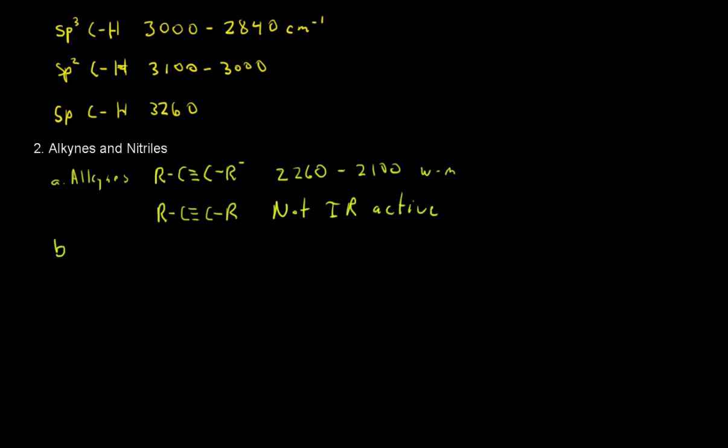There's one other type of triple bond you'll see in common organic molecules, and those are nitriles. What's convenient about those is they absorb in that same characteristic region, almost exactly the same. So nitriles absorb in the region of about 2260 to about 2240, and they are also weak to moderate.